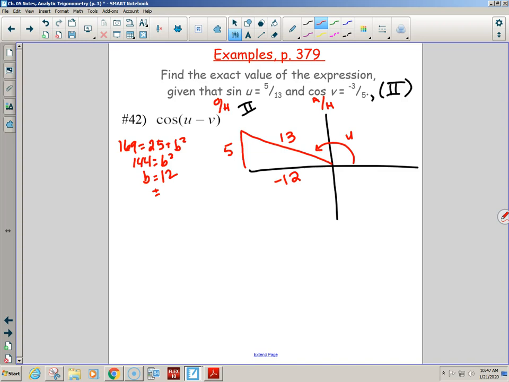Now, that's triangle U, but there's also a triangle V, right? I'm going to make this blue just so that we can color code it a little bit. 5 is my hypotenuse now, and 3 is my adjacent. It's going to kind of make it more like this-ish. I don't know exactly what the angle is.